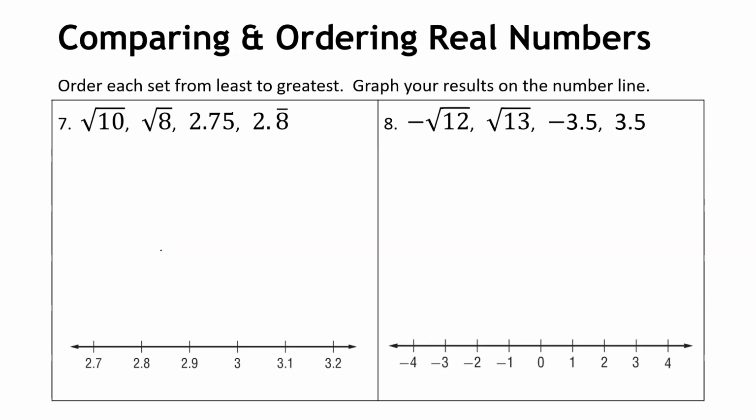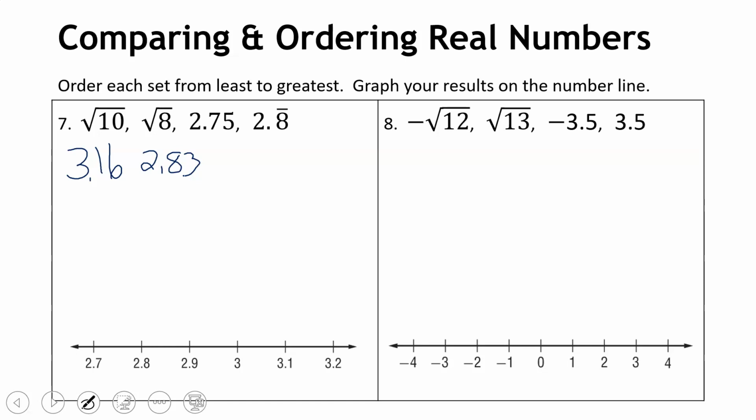The square root of 10 to the nearest hundredth is 3.16. That's an approximation. The square root of 8 to the nearest hundredth is 2.83.